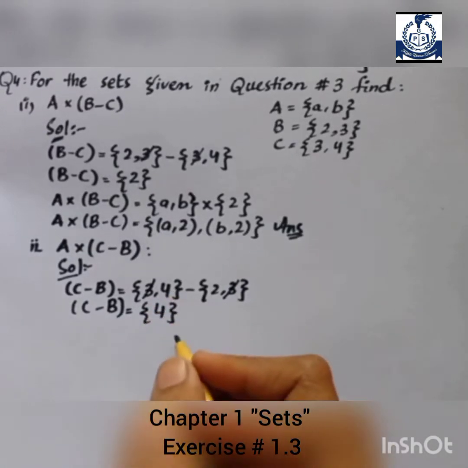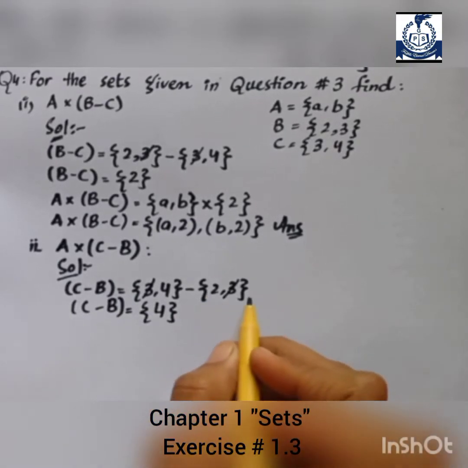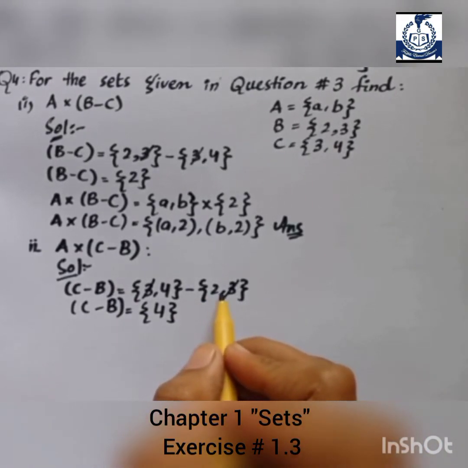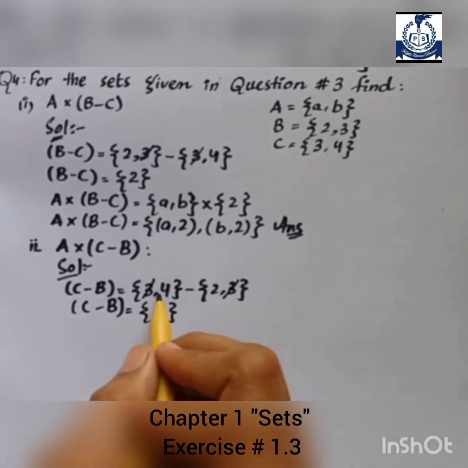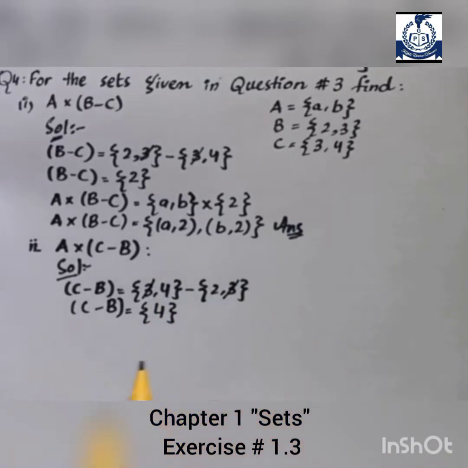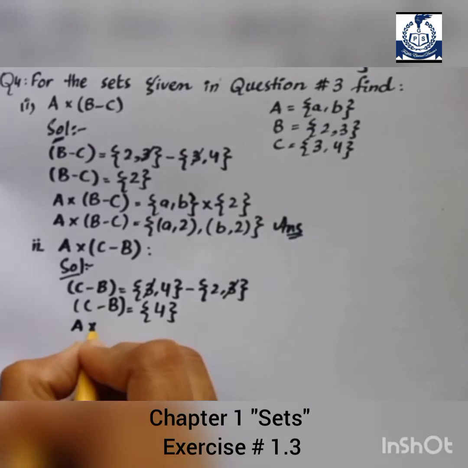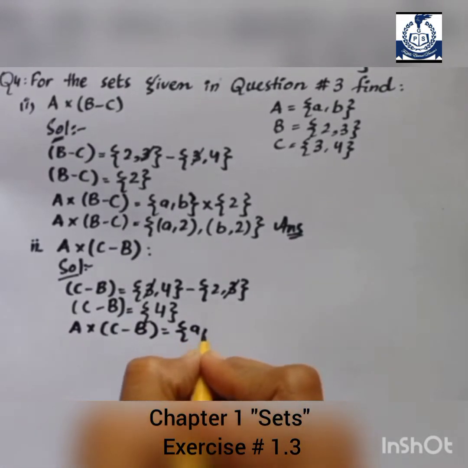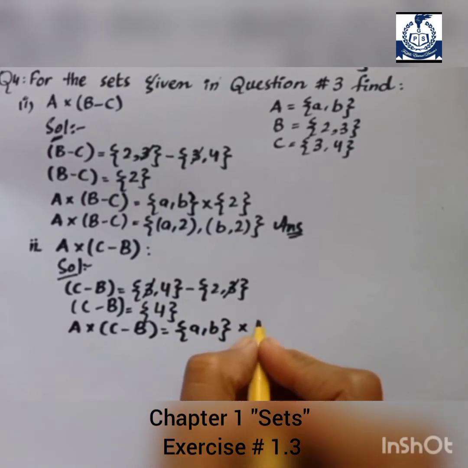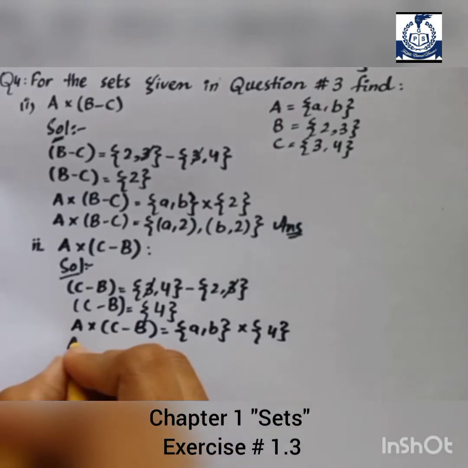When we subtract the elements of two sets, we write only the remaining element of the first set and we skip the remaining element of the second set. So the remaining element of set 1 is 4, and the remaining element of set 2, which is 2, we will skip. Then we find A Cartesian product C minus B is equal to, in a place of A we write a comma b, Cartesian product. In a place of C minus B we write 4.